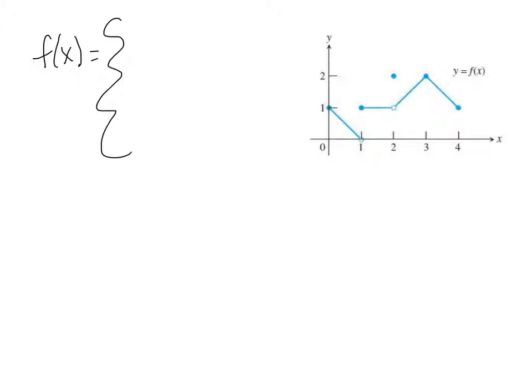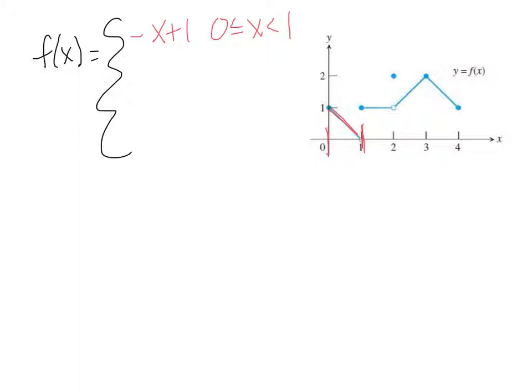Alright, so let's start out with that first little line. That's a line that's going down 1 over 1, and it has a y-intercept of 1, so we would say negative x plus 1. And that's for all the x's from 0 up to 1, but it doesn't include 1. So we have 0 is less than or equal to x, which is less than 1.